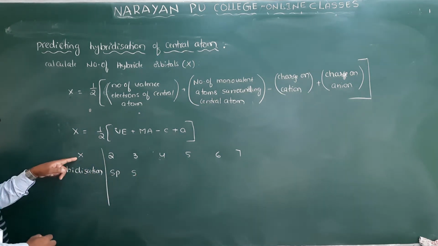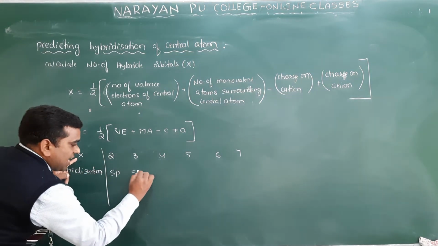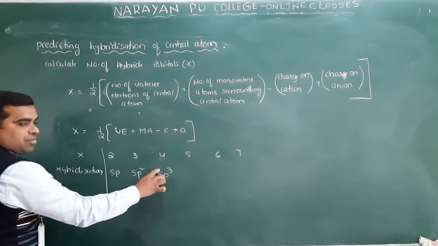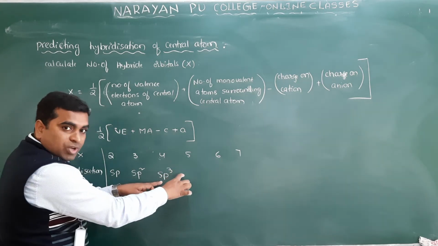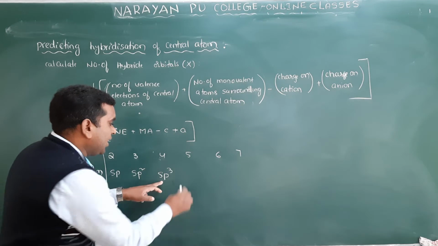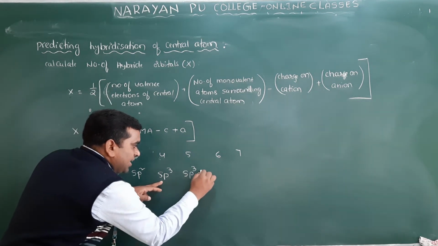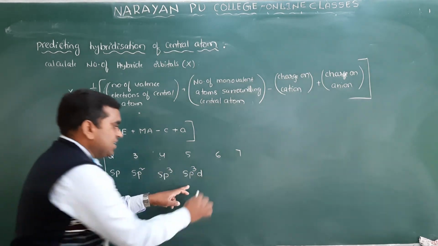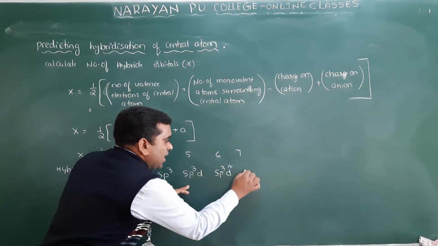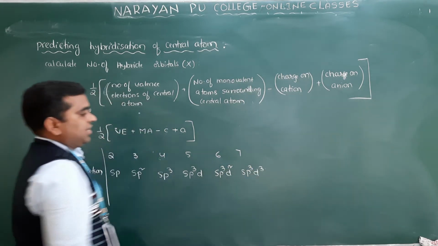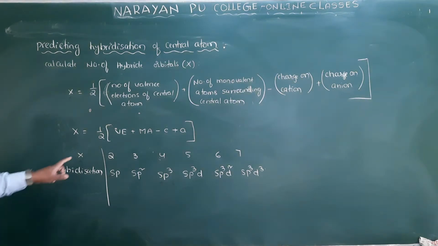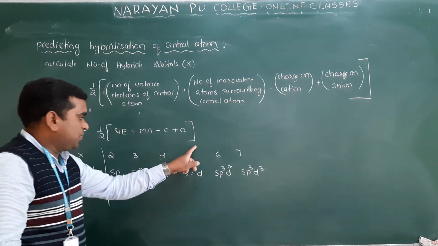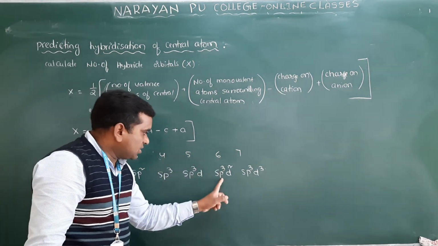If the number of hybrid orbitals is 3, then the hybridization is sp2. 3 plus 1 gives 4, so sp3. Next, can we write sp4? No, because p is done with 3 only. Next is sp3d, because the next orbital to start is d. Then 5 is sp3d2... So: 2 is sp, 3 is sp2, 4 is sp3, 5 is sp3d, 6 is sp3d2, 7 is sp3d3.